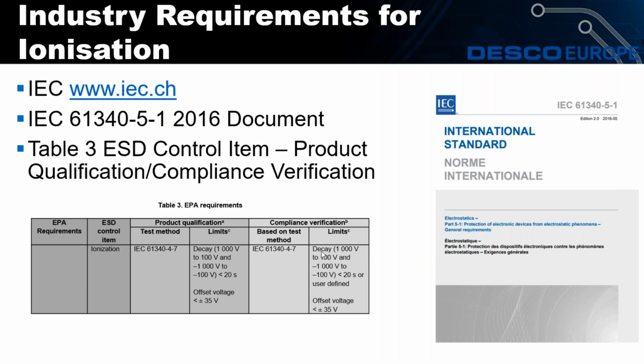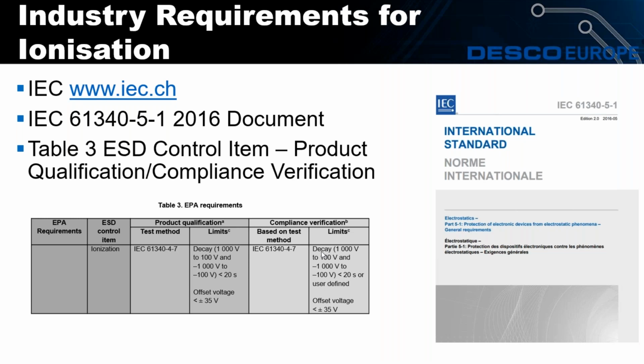There are two requirements for ionization: product qualification and compliance verification. Product qualification is when you're specifying which ionizer to use. The ionizer you specify must be able to decay a charge of 1,000 volts to 100 volts or less, either positive or negative, in less than 20 seconds. And it must have an offset voltage of less than 35 volts.